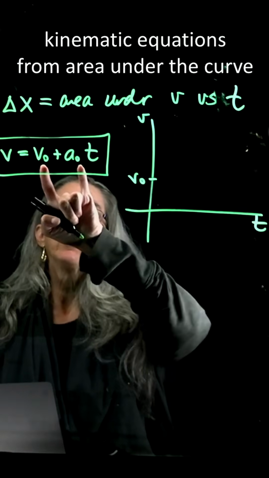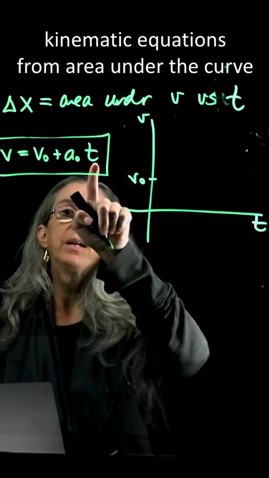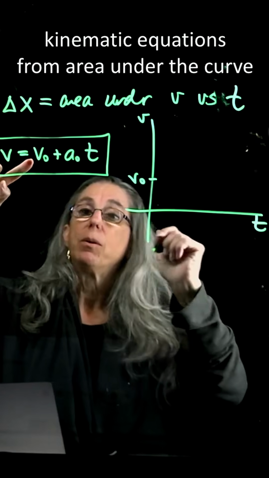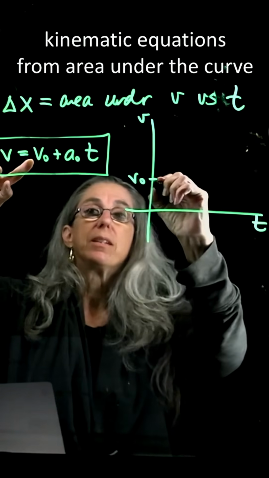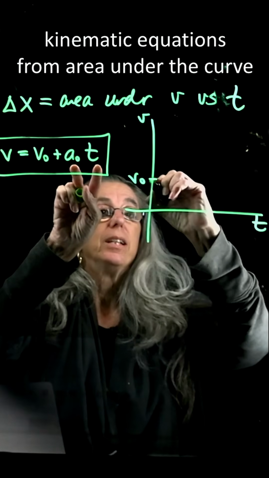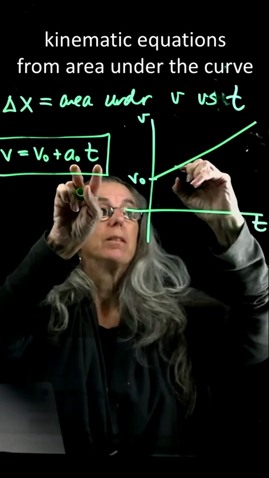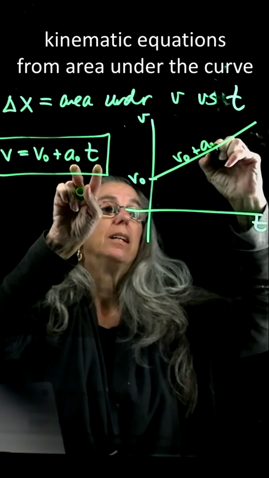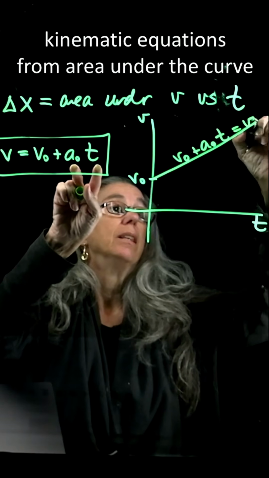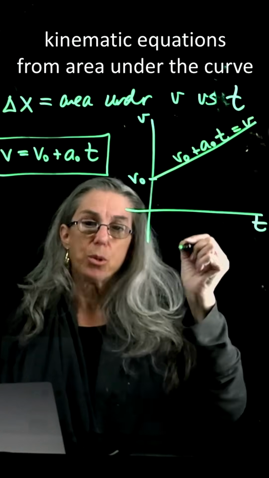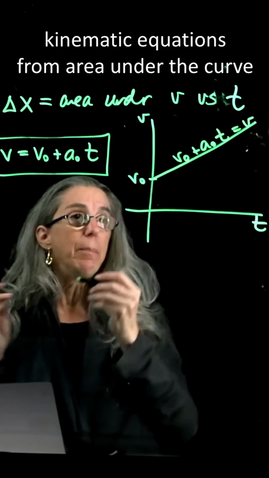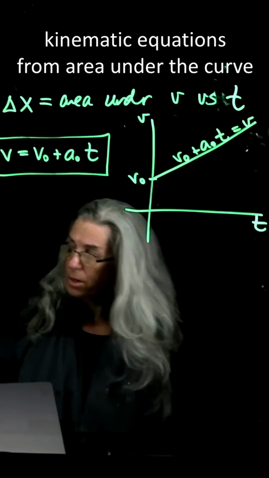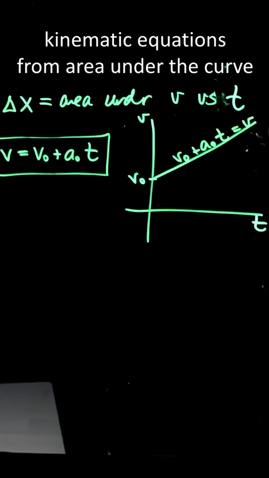So this curve, if you think of the form as y equals mx plus b, the vertical intercept is the v0, and then the rest of it is a line with a slope. So this is the line v0 plus a0t. That's the equation of that line I just drew. We can separate that to find the area under the curve. We can separate that into two pieces.